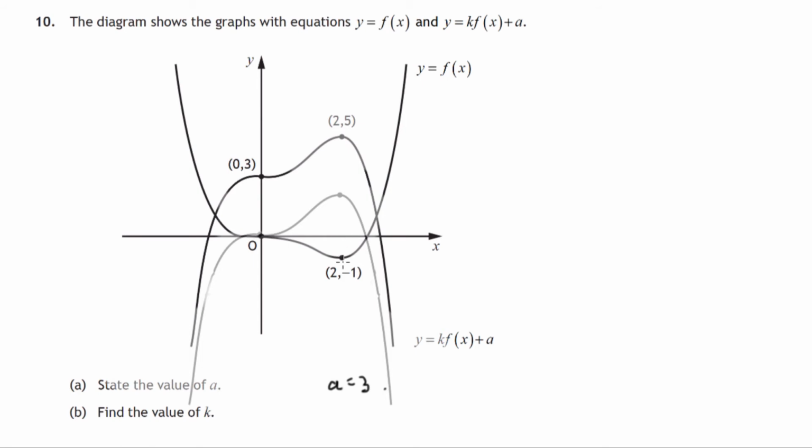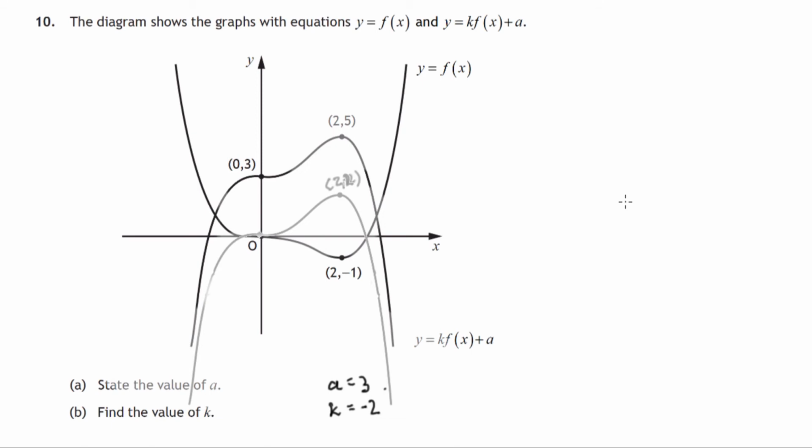All the y coordinates have been multiplied by -2. So that -1 multiplied by -2 becomes 2. So that's 2 in there. And then adding 3 for a ends up at 2, 5. k equals -2. So that's the solution, and it's all very visual.